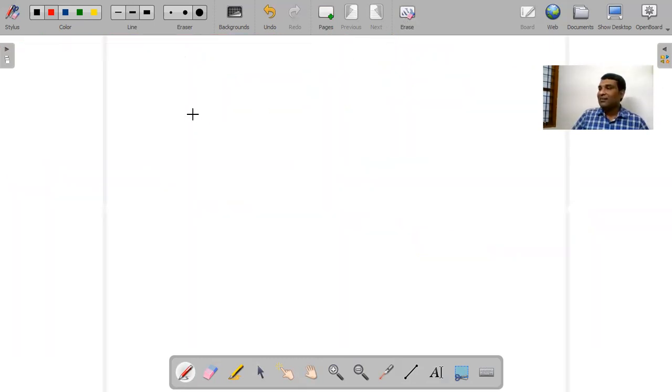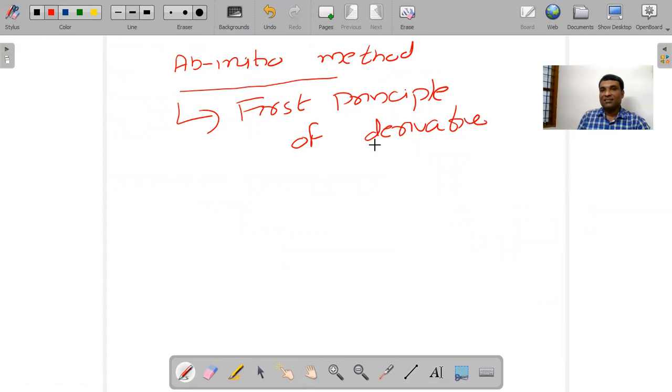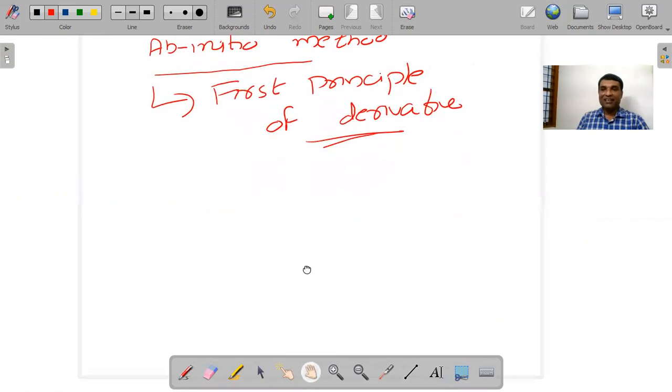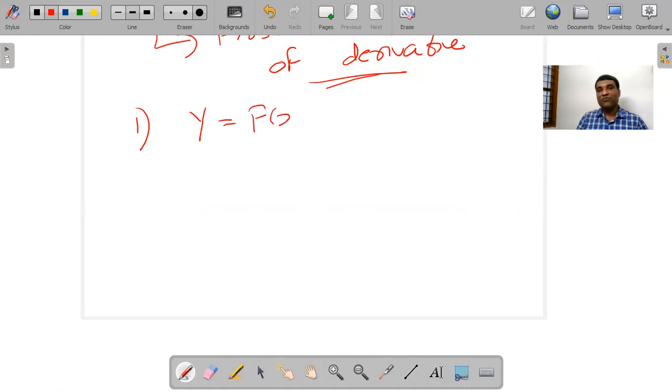Before going to this, we can discuss our ab initio method. This method is also called the first principle of derivative. I will explain the things in a very simple manner, then we can increase our level or standard of explanation. Suppose I have a function y is equal to f of x.